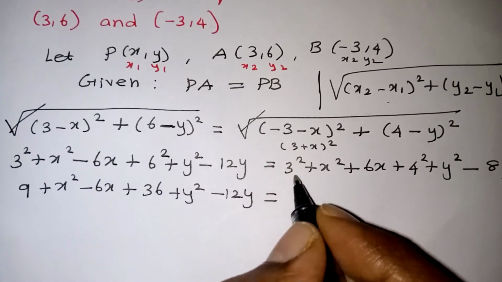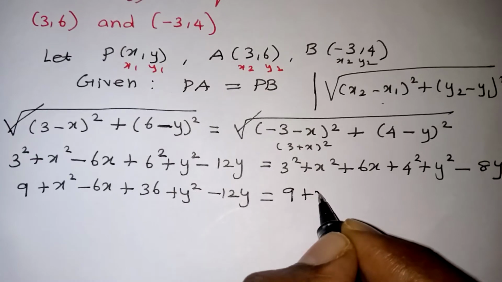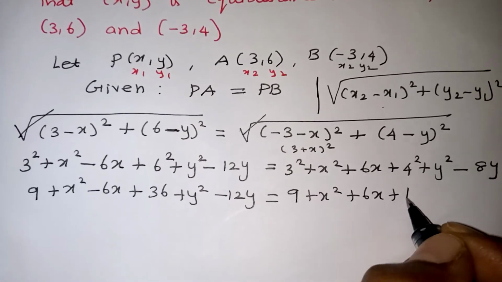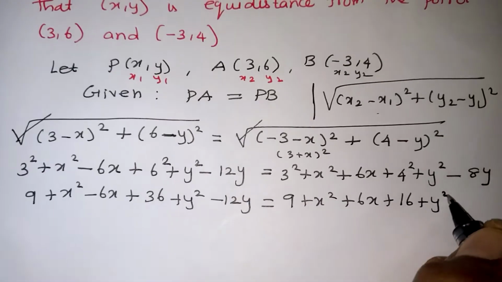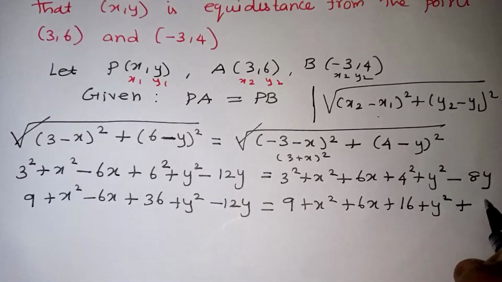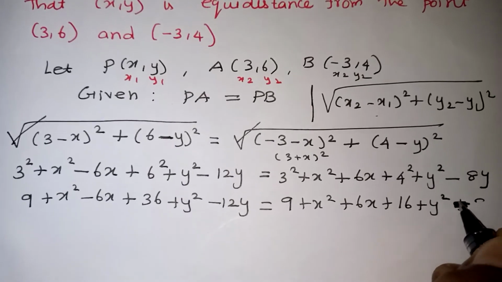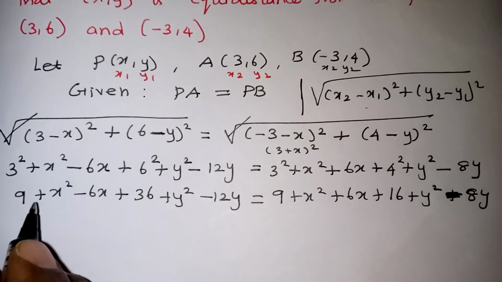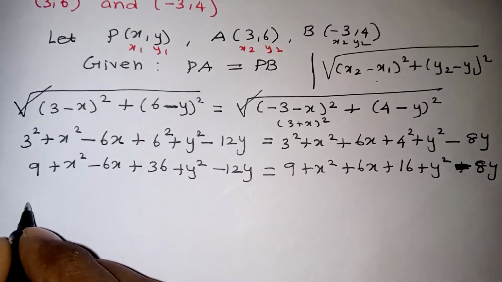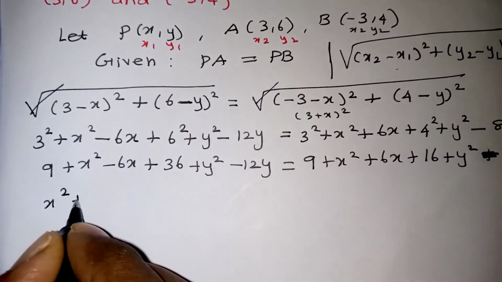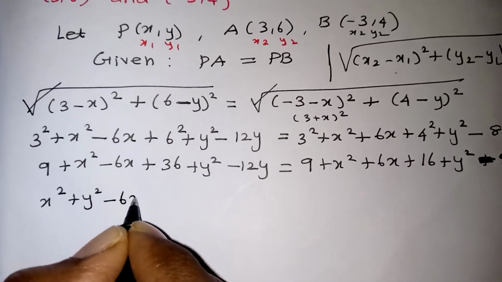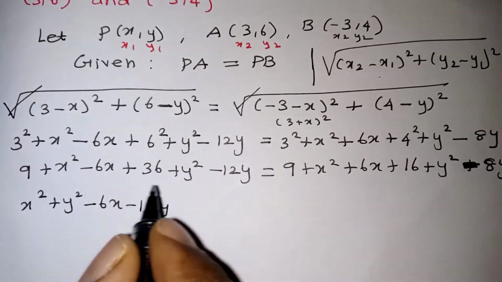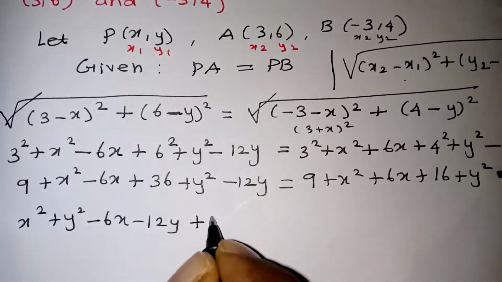This side 3 squared value 9 plus x squared plus 6x plus 4 squared value it will be 16 plus y squared minus 8y. Minus 8y will be as it is. Bring all the terms to the same side for the simplification. This side we have x squared, y squared, x term and y term, and 9 plus 36 will give you 45.